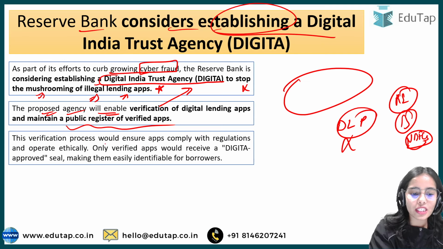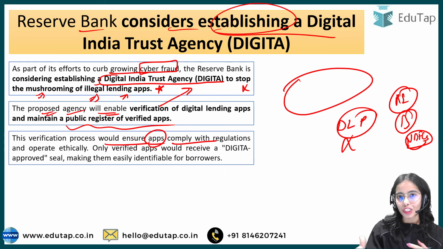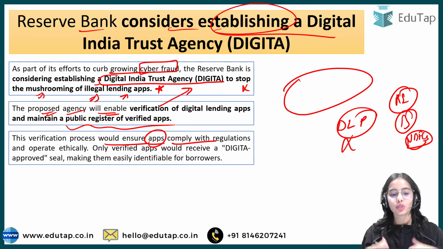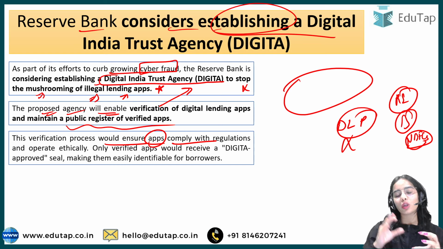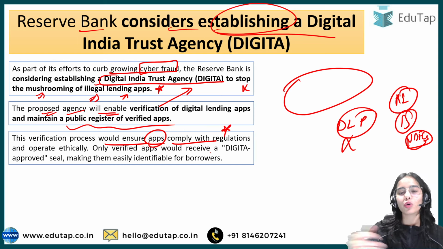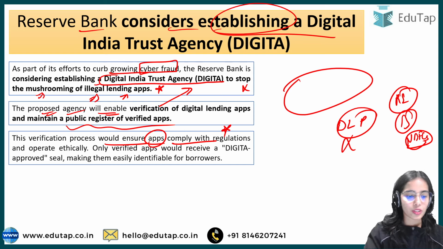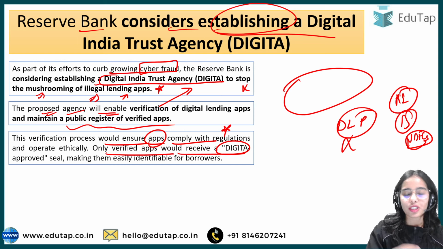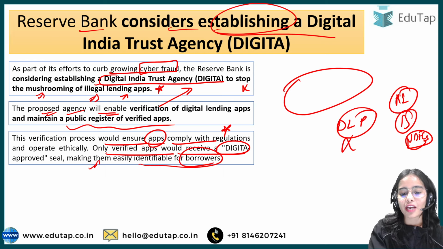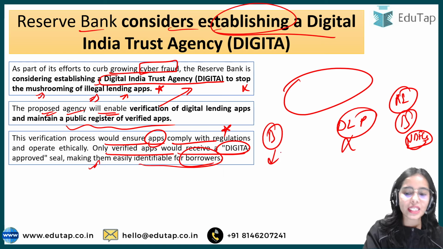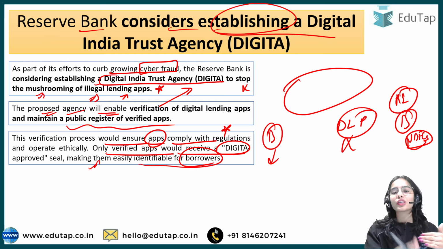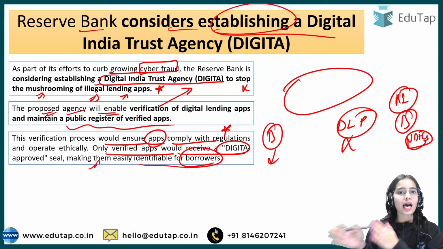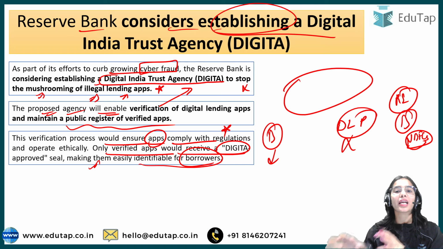This verification process would ensure apps comply with the regulations and they operate ethically. So the Digita will be the one verifying the digital lending apps and maintaining the registry, and the verification process will also ensure that the regulations are being followed by the lending apps. Only verified apps would receive a Digita approved seal, making them easily identifiable by the borrowers, and the borrowers will be able to see that these apps are Digita approved. That means they are following the rules and regulations and working in an ethical manner, and apps not identified by the Digita are unauthorized apps.